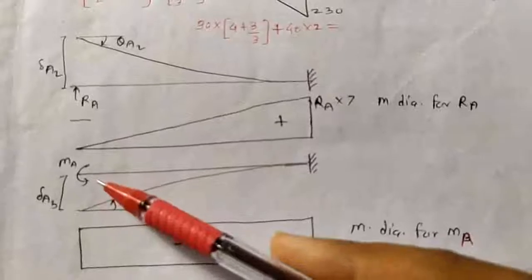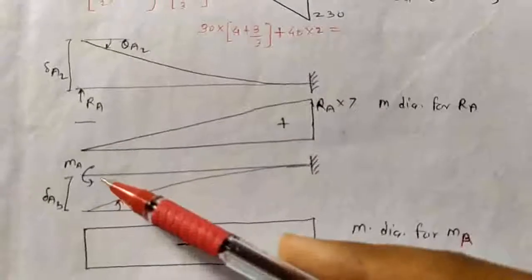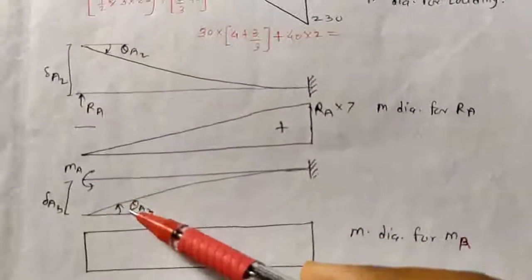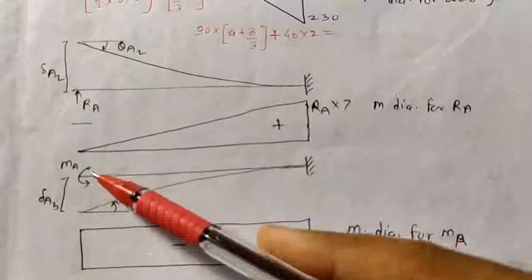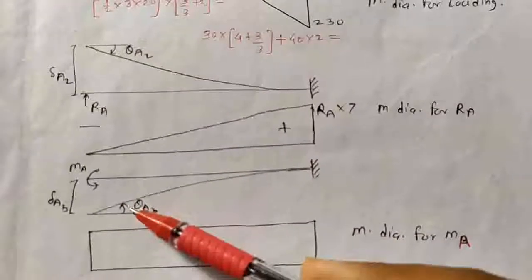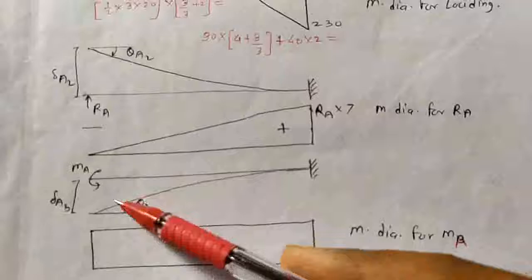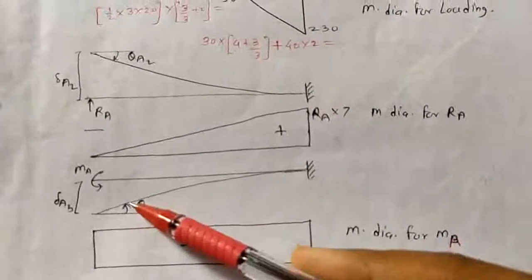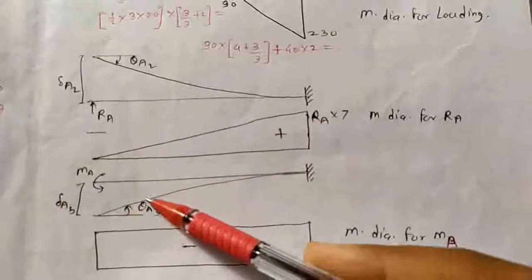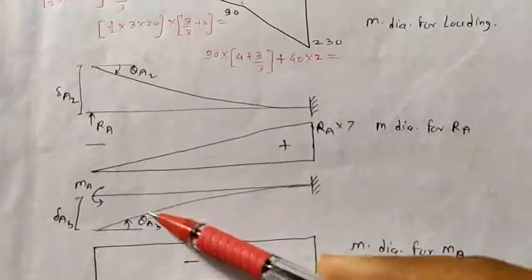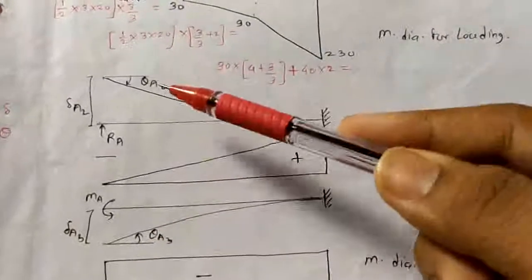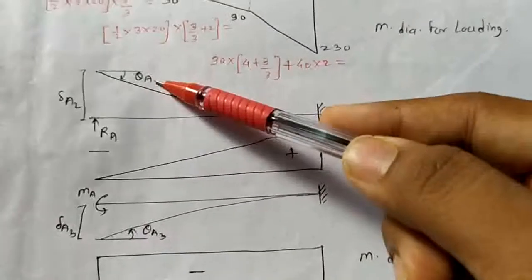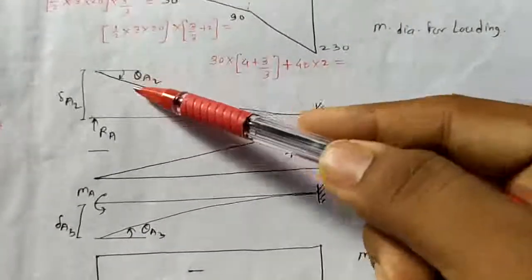So deformation means both displacement and rotation. Here a moment is applied, that's why we have to consider rotation. Because of the application of the moment, this rotation we are taking as positive. As this theta A3 is going in an anti-clockwise direction, we are taking it as positive. So this is positive, that's why this will be negative, that is theta A2 is opposite of theta A3, that's why it will be negative.